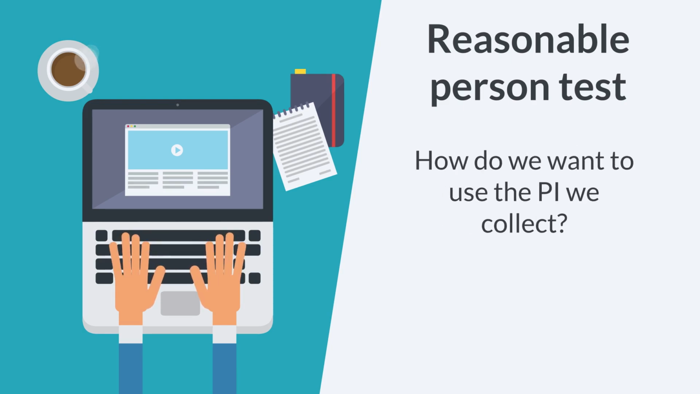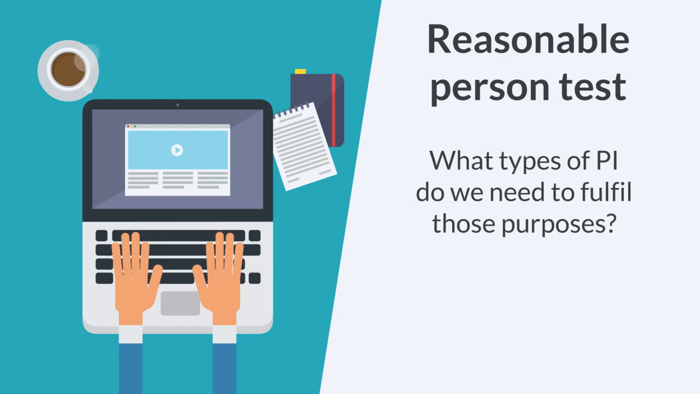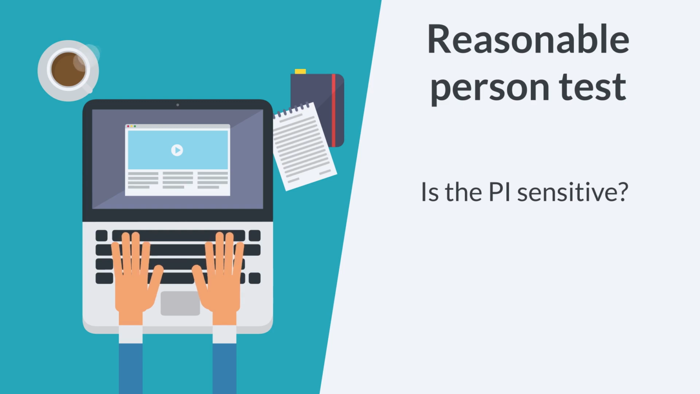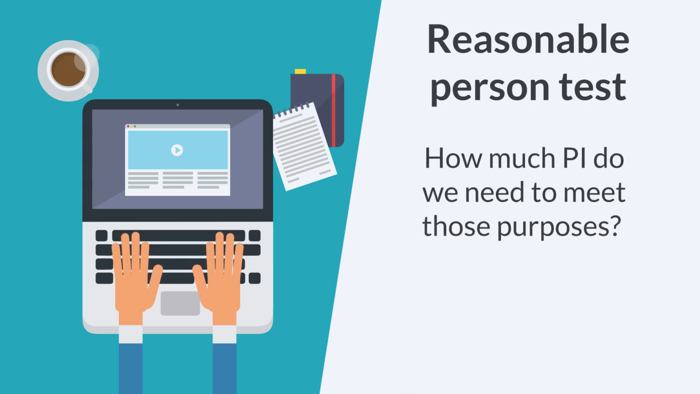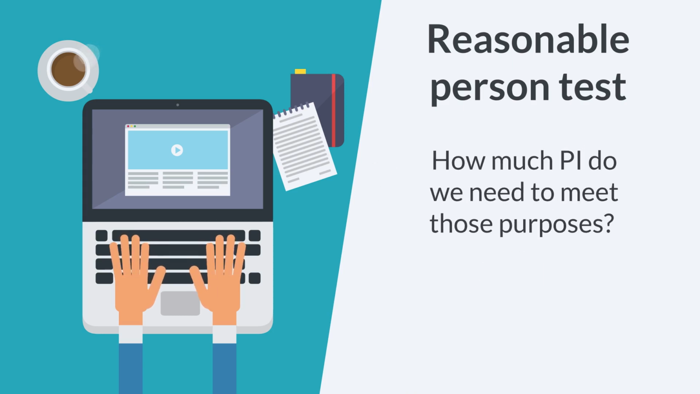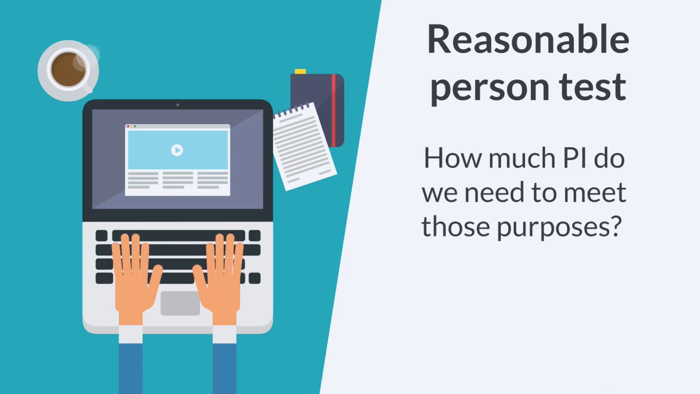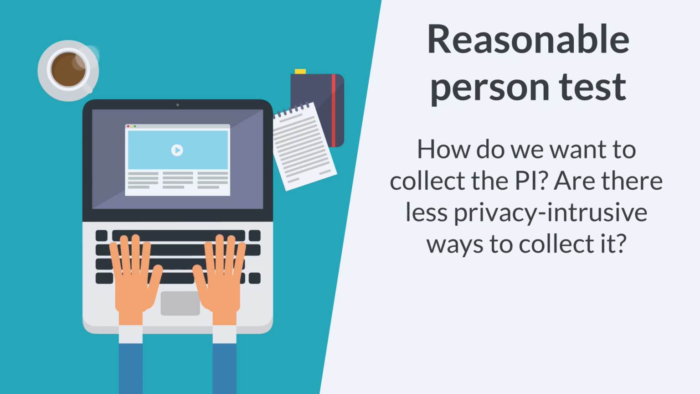How do we want to use the PI we collect? What types of PI do we need to fulfill those purposes? Is the PI of a sensitive nature? If so, are there other types of PI we can collect instead that are less sensitive or ways to reduce the sensitivity of the PI? How likely is each type of PI going to be useful and effective in achieving those purposes? How much PI do we really need to meet those purposes? Can we collect less PI and still effectively achieve the purposes? How do we want to collect the PI? Are there less privacy intrusive means to collect it?